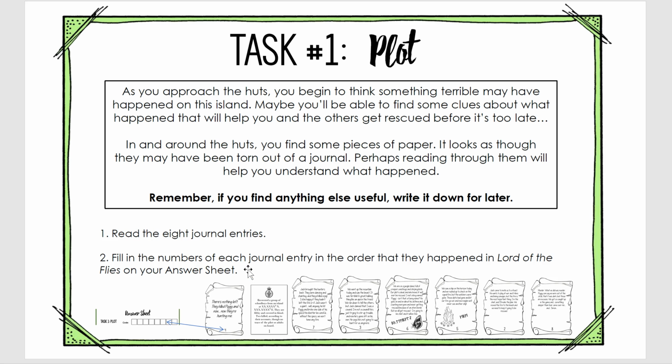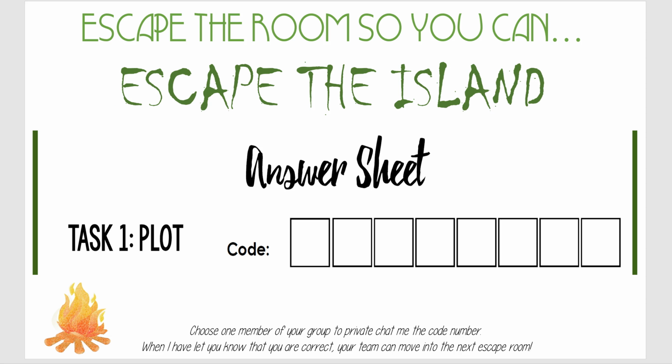So they are not currently in order, and you have to reorder these journal entries by when they actually took place in the novel. And your code down here, your answer sheet, which I'll show you in a minute, is for you to add the numbers, and you'll end up with just a really long, big number.